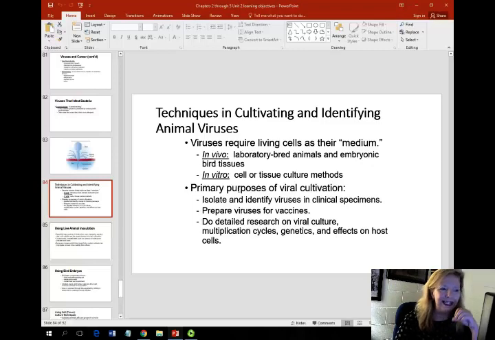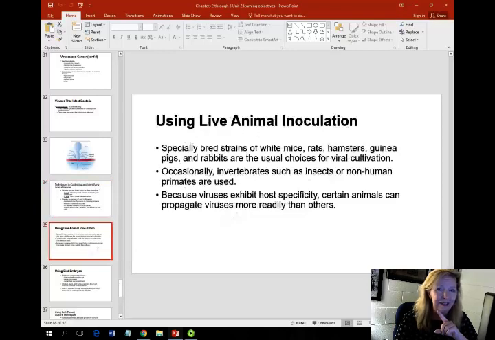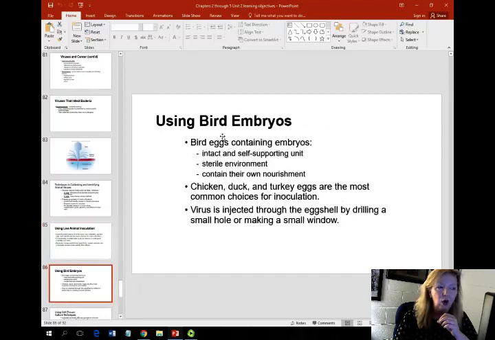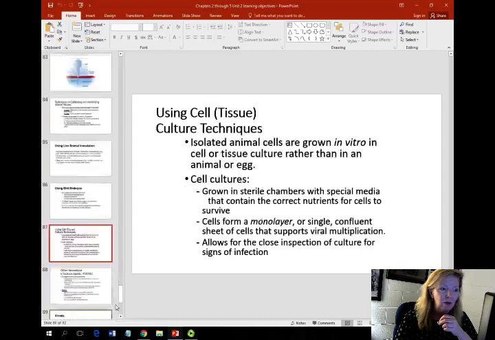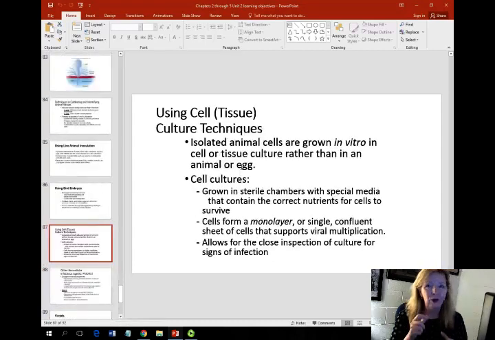So again, to culture, it's going to have to actually be from using living animals, which is done in labs still. We're using bird embryos, so that's definitely done as well. Or using living cell culture techniques.